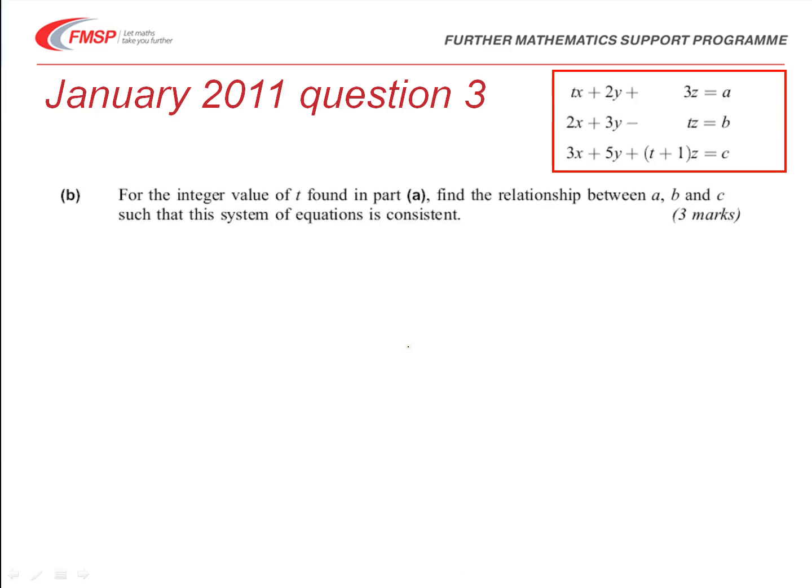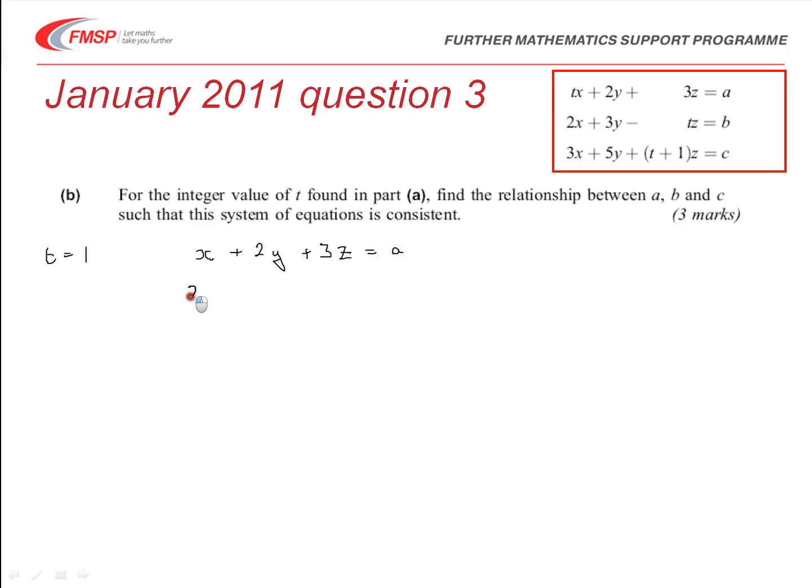Into the next part then, it says using the integer value. Well, the integer value we're going to use is t equals 1. And so that will then change our system of equations to the following. We will have x plus 2y plus 3z equals a.